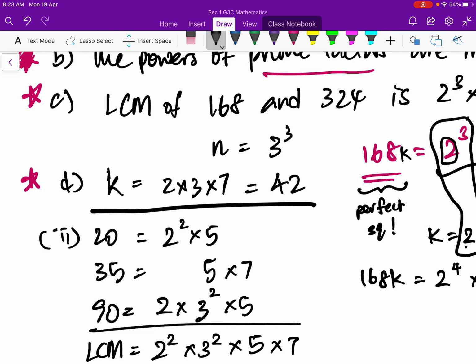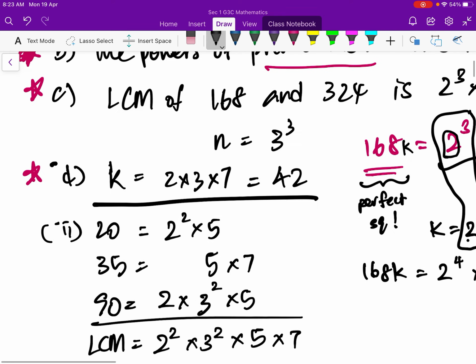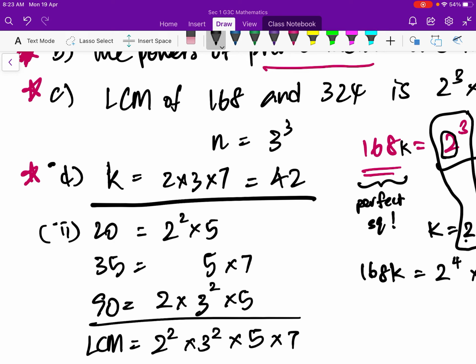42. Look, find the smallest integer k. They did not say leave in index notation. So you have to evaluate it to become 42. If they say leave in index notation, then you leave it as 2 times 3 times 7.